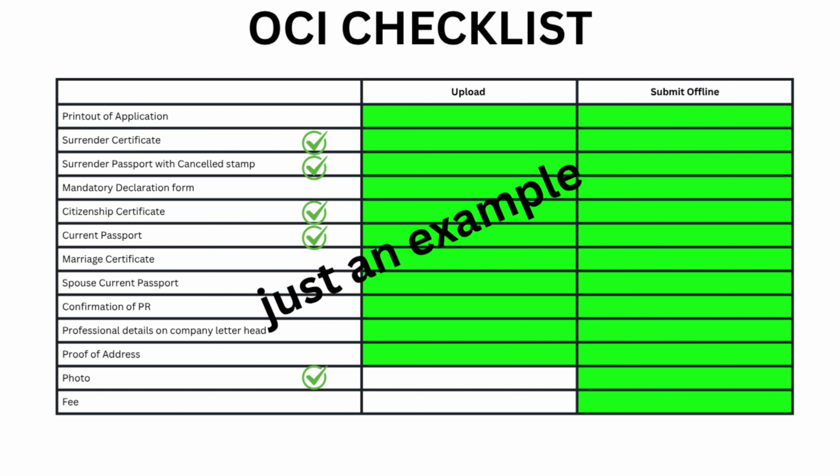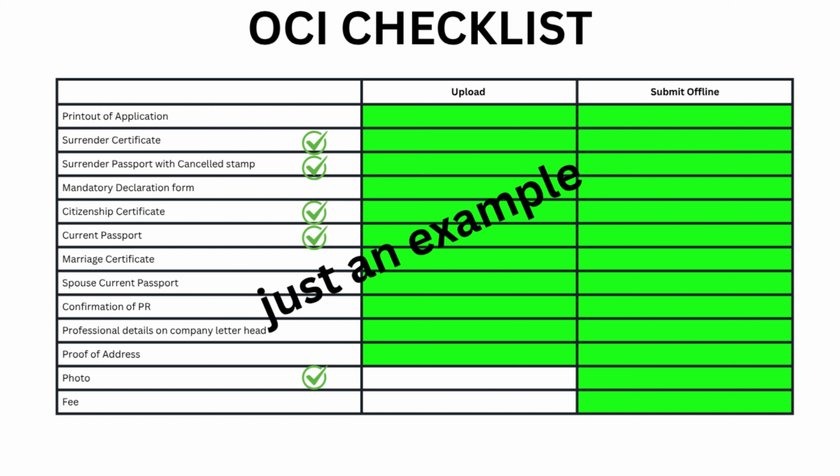Then your current passport has been uploaded, your citizenship certificate has been uploaded, and you will go through the checklist and see what all has been uploaded. Photo was uploaded earlier, printed application that you will be submitting with the service provider once you complete the application is still under process. Then what is left? Mandatory declaration form. This is a must. You will upload that. Then comes marriage certificate if you are married. Spouse current passport, that will also go. In case spouse has a OCI card, copy of OCI card will go. Your confirmation of PR, that will get uploaded. And professional detail on a company letterhead, that will go.